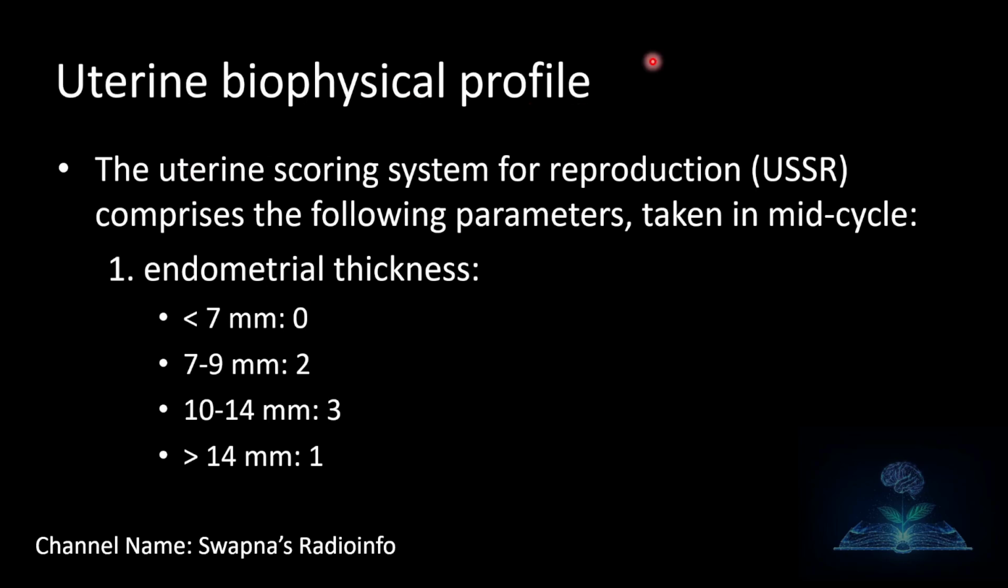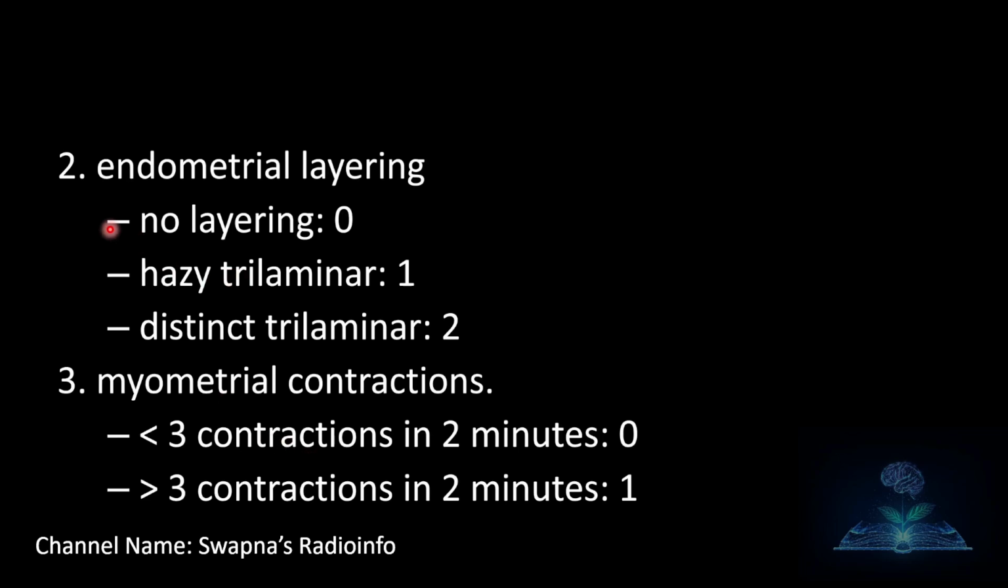Coming to the uterine biophysical profile, we have the uterine scoring system for reproduction comprising the following parameters taken in the mid-cycle. First, endometrial thickness: if less than 7 mm, we give 0 points; 7 to 9 mm, 2 points; 10 to 14 mm, 3 points; more than 14 mm, 1 point. Next is endometrial layering. If there is no layering, you give 0 points. If it is hazy trilaminar, give 1 point. With distinct trilaminar, give 2 points.